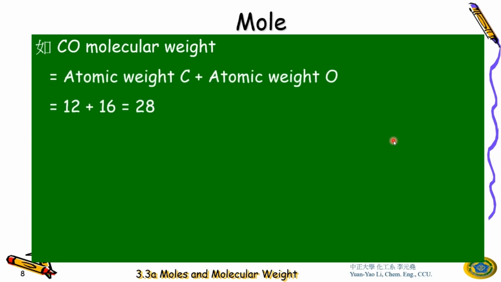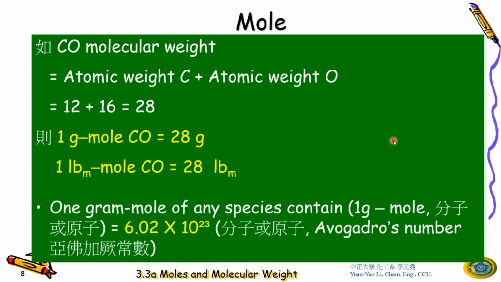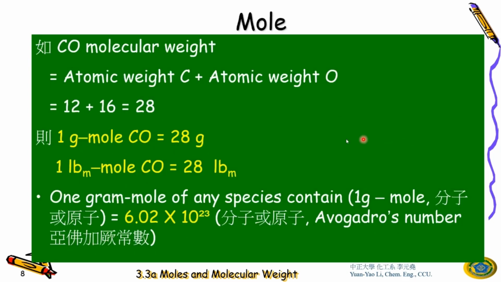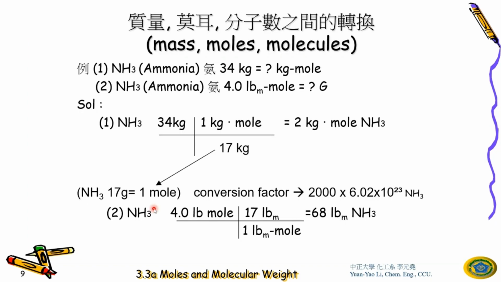So if I give you the molecular weight of carbon monoxide, you have to count from atomic weight, right? So please remember this, and you understand now 1 mole is about 6.02 times 10 to the 23rd atoms or molecules. This is what we call 1 mole. Right, so this is conversion. If you want to convert moles and mass, what's the conversion factor? Molecular weight or atomic weight.